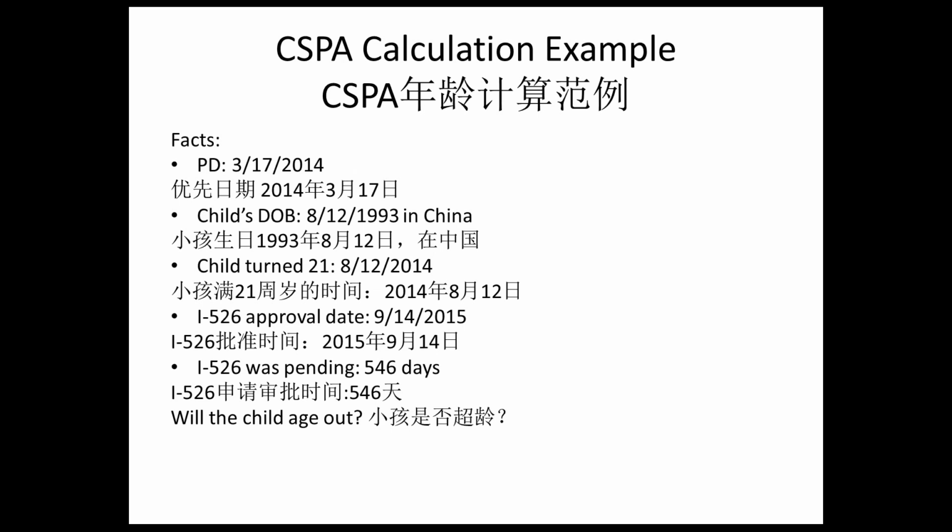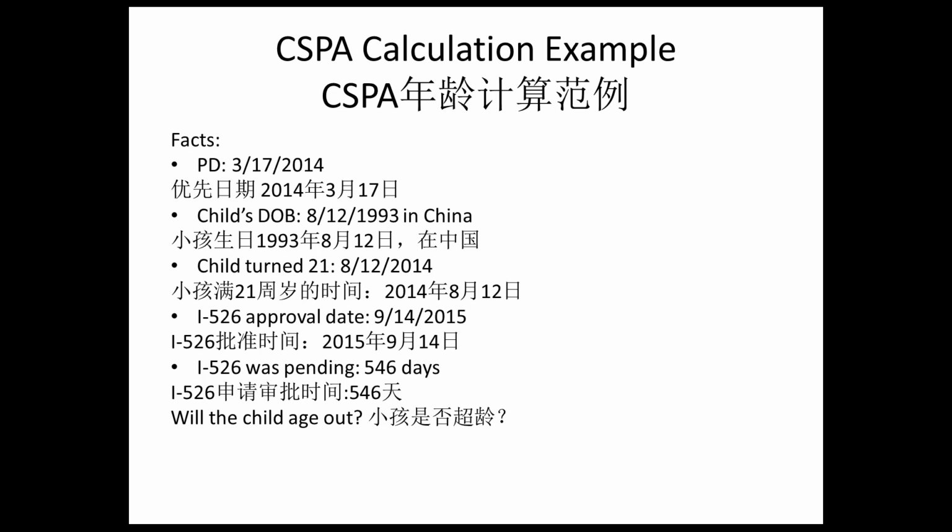The priority date, or PD, is the date the 526 was filed, March 17, 2014. The child in this case was only 7 months away from turning 21. The child turned 21 on August 12, 2014. And the case was approved about 1 year later, on September 14, 2015, a month ago.